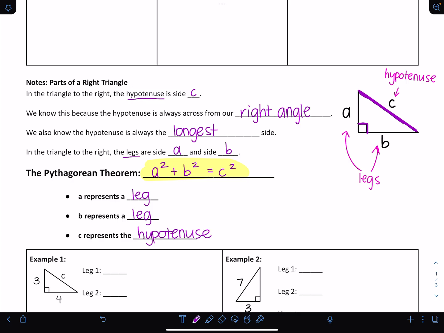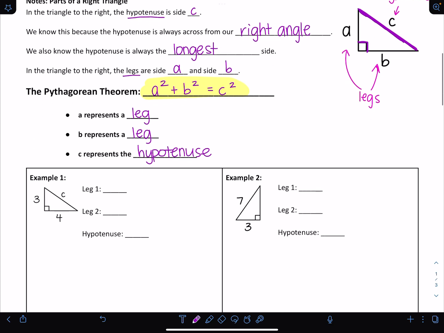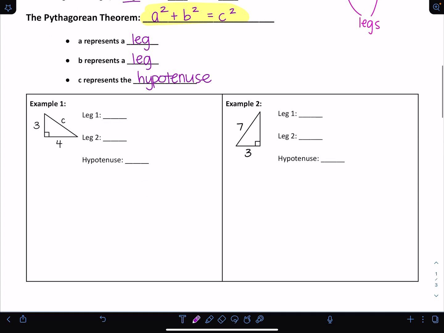Let's do two of these examples together. You got some practice to do on your own on the back. If I scroll down some, example 1, we have this triangle here. It's got two different legs and a hypotenuse. Leg 1 is 3 long. Leg 2 is 4. It really doesn't matter which one's 1 or 2, as long as you know that both of your legs are 3 and 4. And the hypotenuse we don't know. It's typically represented as C.